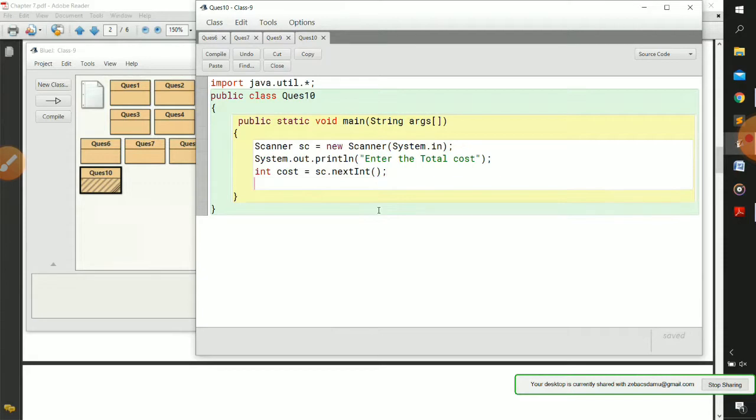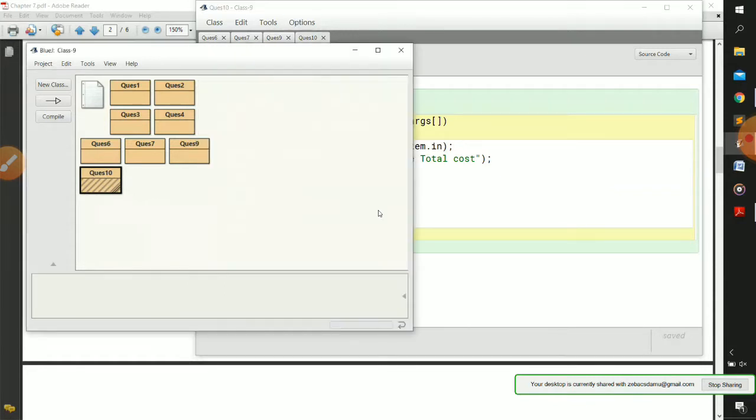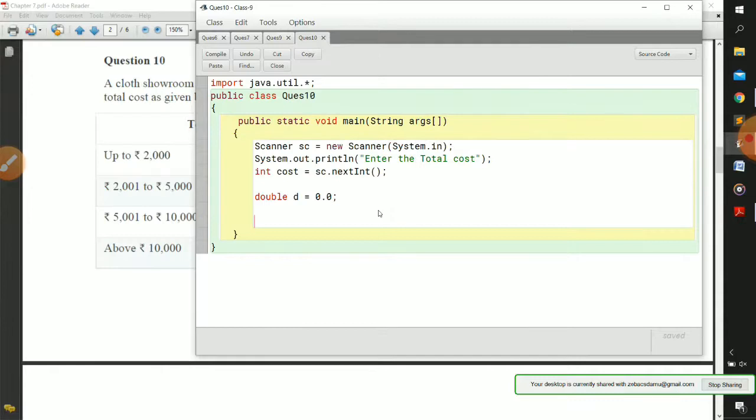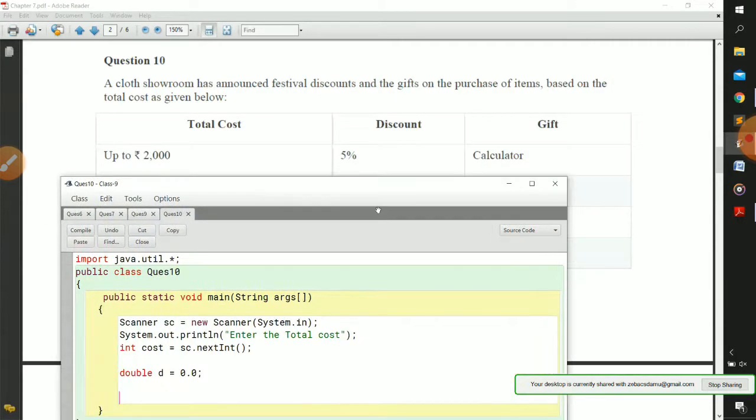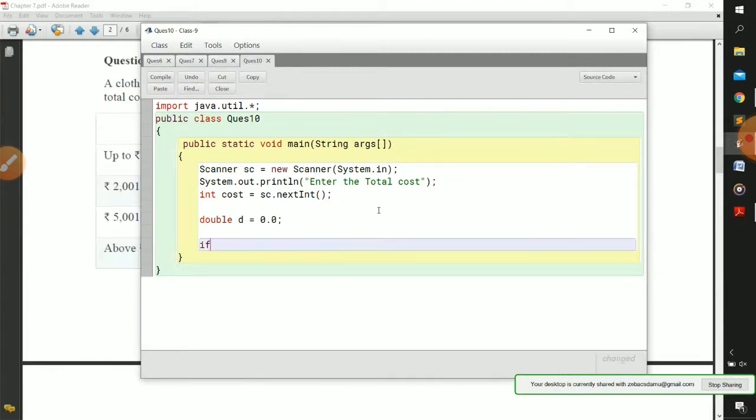Now we need to find out the discount. So firstly let us define the variable for discount, so let us take double d equal to 0.0. Then afterwards we are going to define this if else if condition depending upon the situation. See, firstly up to 2000 rupees. So the first if condition became what?